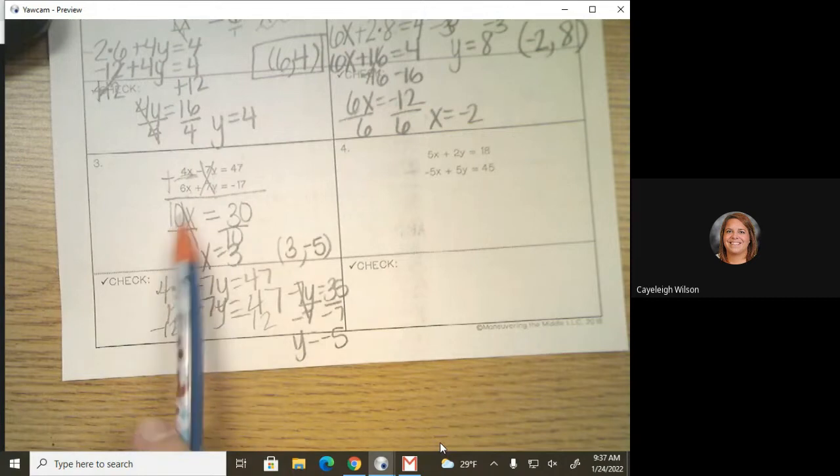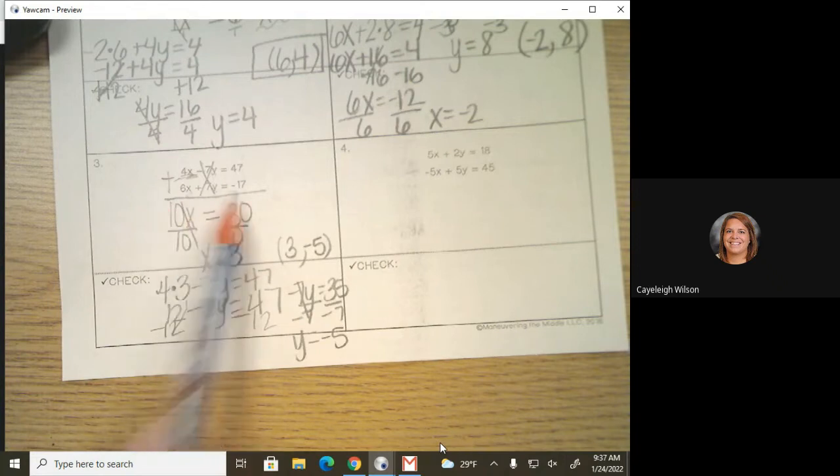And I can check it. 6 times 3 is 18. 7 times negative 5 is negative 35. And 18 plus negative 35, that is negative 17, so it's right. Are there any questions about if it's already set up for us? Any questions about if the numbers are already same number, opposite signs? Because the back's not.